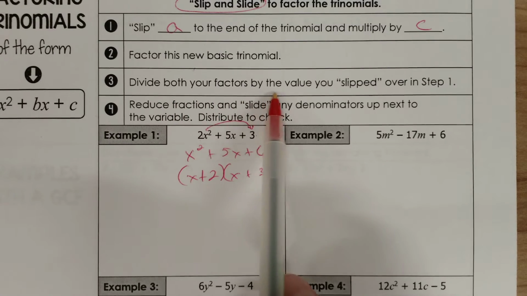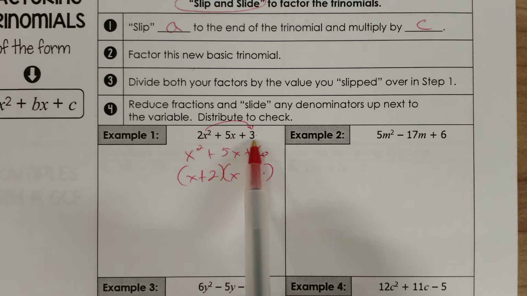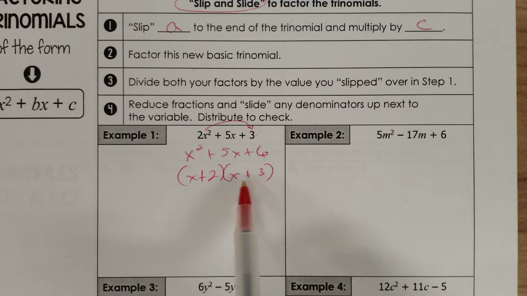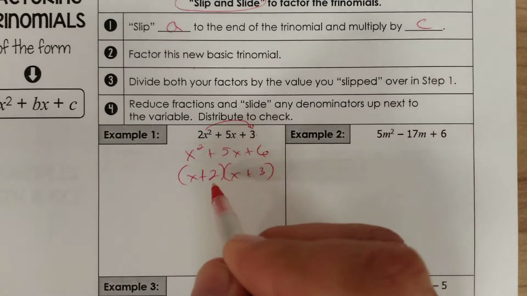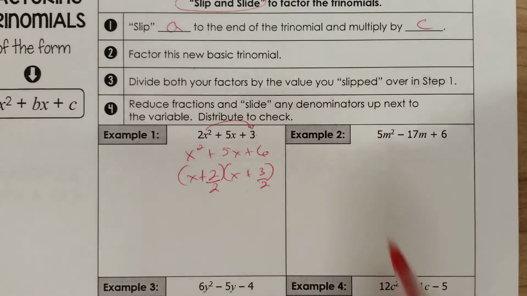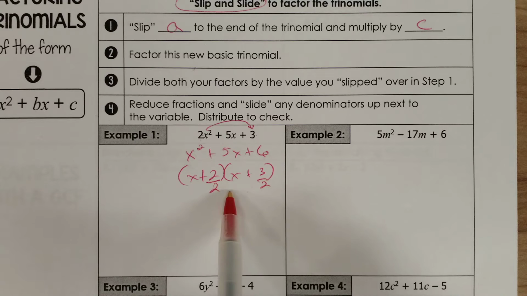Divide both of your factors by the value you slipped over in step 1. We slipped this 2 over here. So we're going to divide these numbers, this 2 and this 3, by the number that we slipped over, which would be 2. Now, I've created these two fractions. If I can reduce these fractions, then reduce them, even if it goes down to a whole number. And if I can't, I'll show you what to do with those.